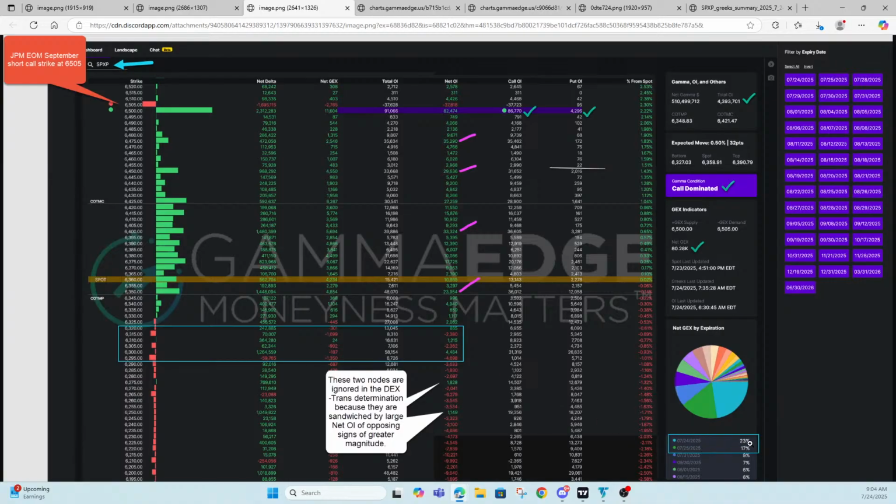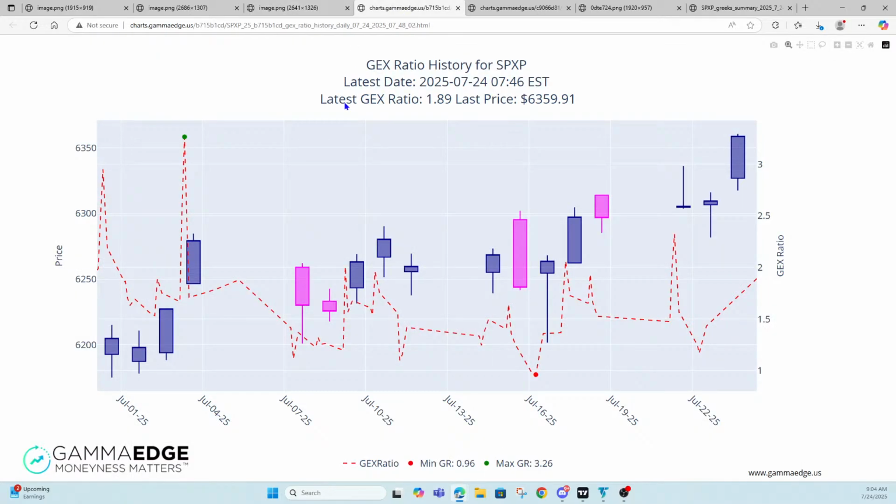You'll notice today we have 23% GEX expiration today, and then Friday obviously is the next expiration with the largest amount. So we'll just continue to watch this throughout the day. We'll move on to the GEX ratio of the SPXP. We talked about this yesterday, having a negative slope. We wanted to see it repair itself rapidly if we saw SPX price appreciation.